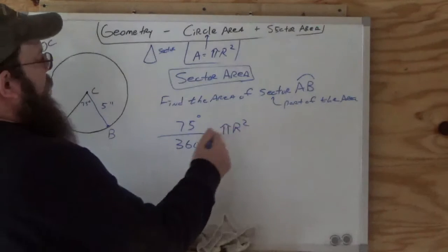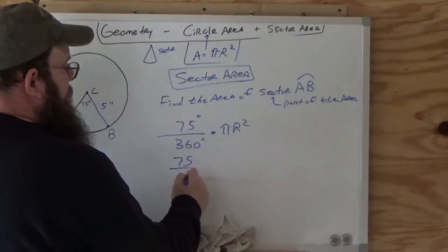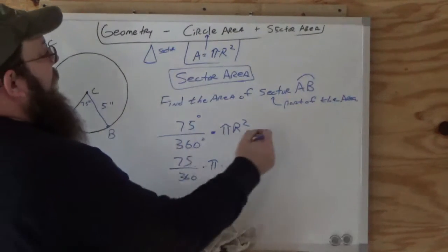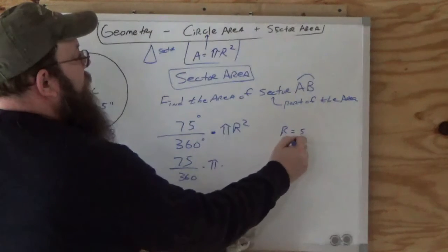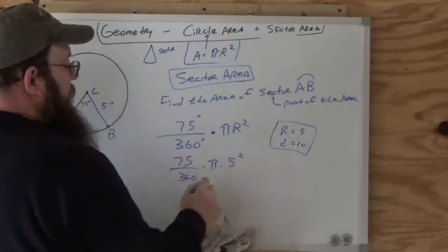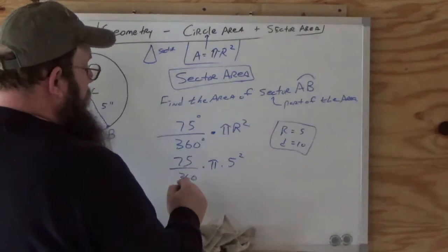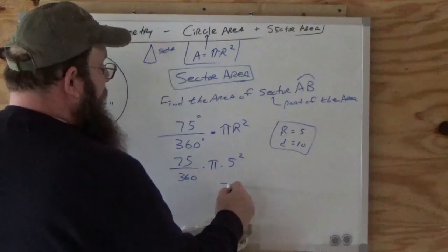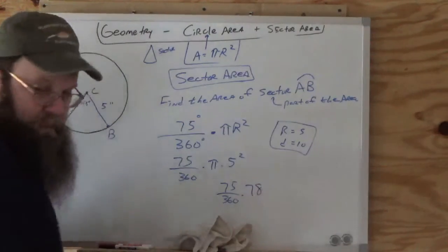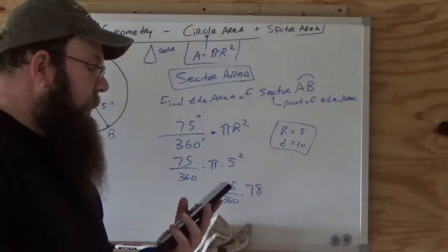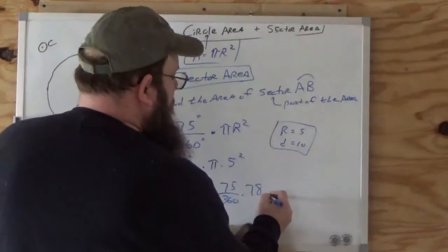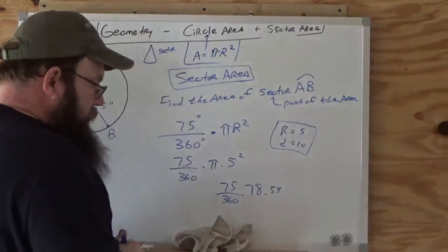So let's see, pi r squared, we got 75 divided by 360 times pi times, what's my radius? My radius is 5. If you like the little box, make it for yourself, okay? 5 squared. So we got 25 times pi. Well, we already know what all that was. So we got 75 out of 360 times 78.54. Okay, so all you got to do is crank that out.